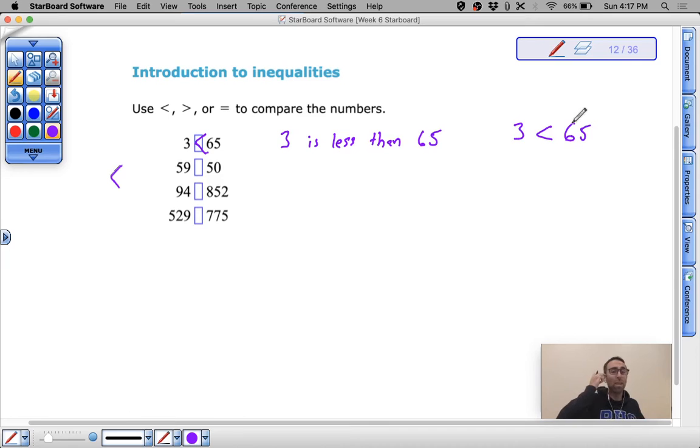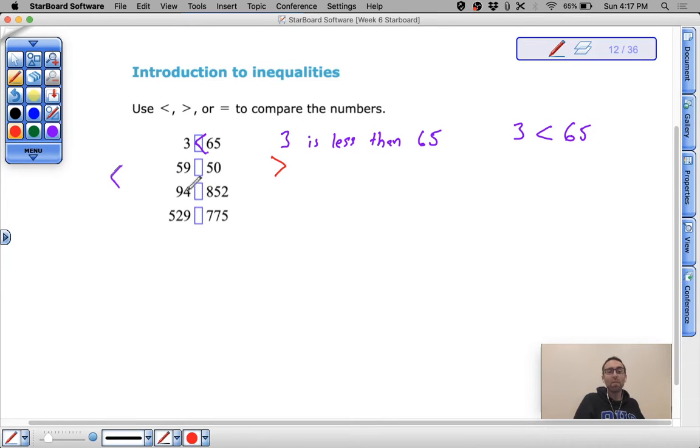So when you're putting your answers for these into Schoology, if you look on your keyboard, right above the comma and the period, those are the symbols that you're going to be using. Shift comma is going to give you the less than, and shift period is going to give you the greater than symbol. So if I'm comparing 59 and 50, 59 is bigger than 50, so I want to use the greater than symbol here to say that 59 is greater than 50.